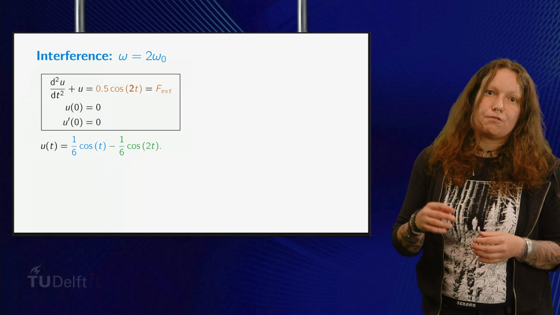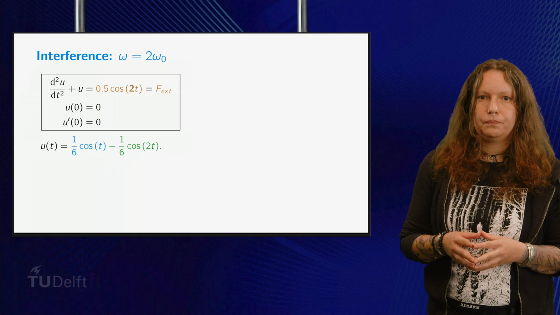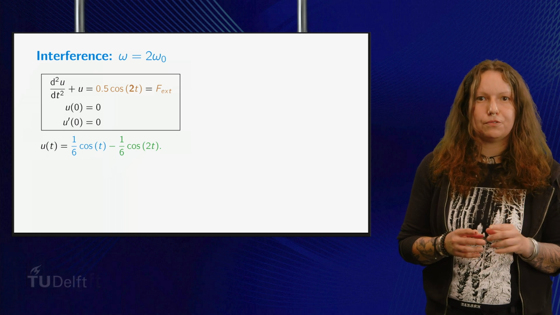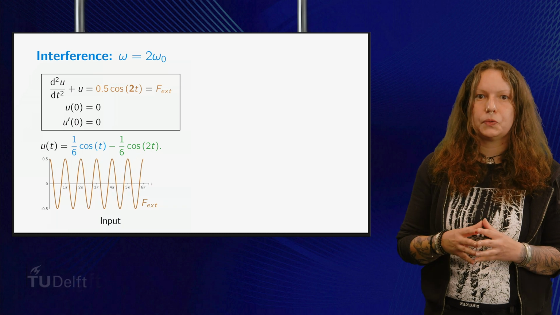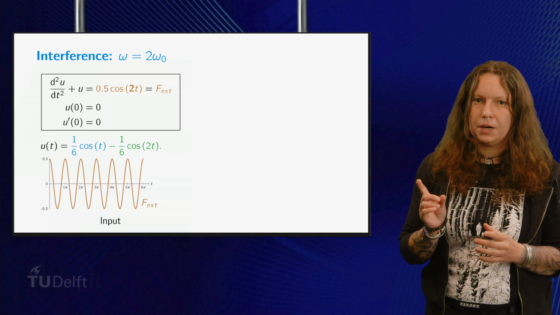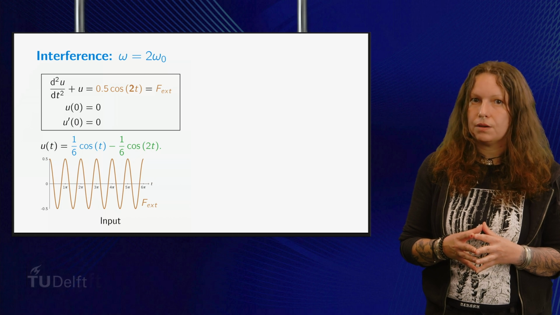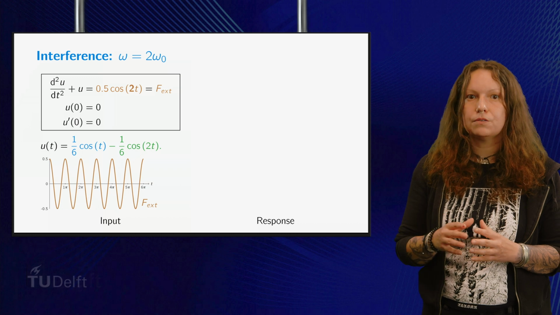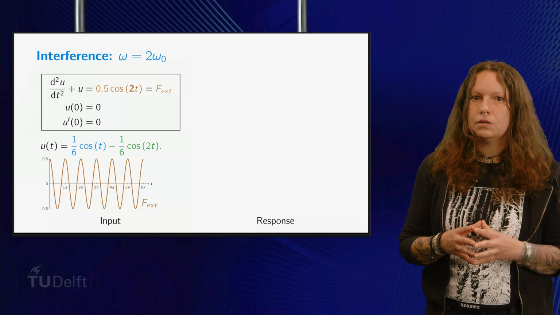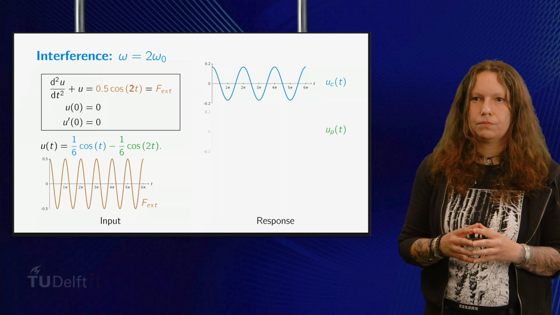Let us decompose the different mechanisms at play to understand the behavior of the system. The input force f of t is a simple periodic function with constant amplitude equal to 1/2. But our interest lies in the system's response, u of t. That response is a linear combination of cosine of t and cosine of 2t, both with the same amplitude 1/6.